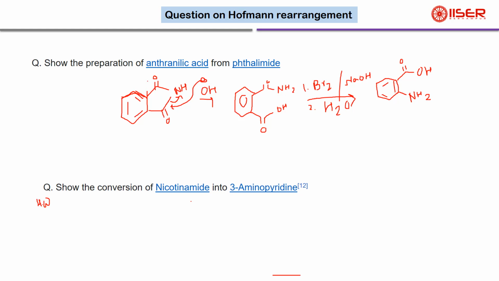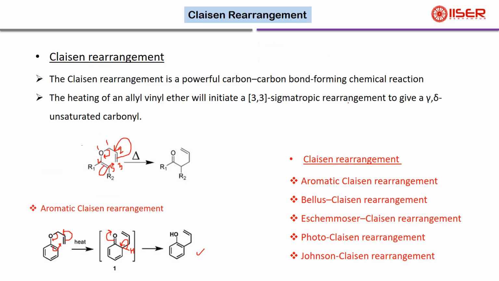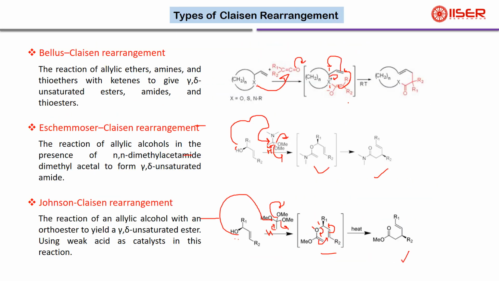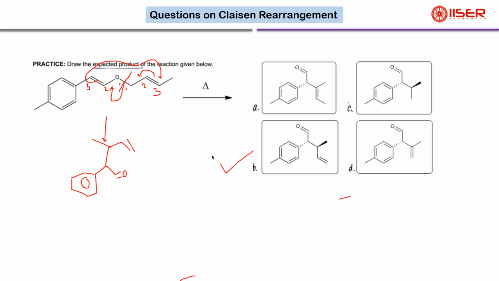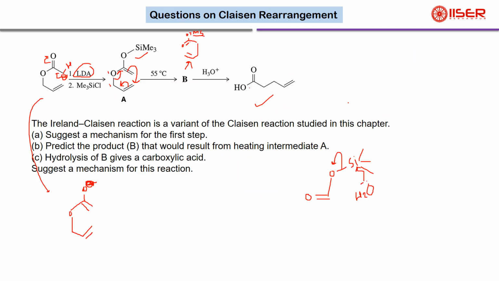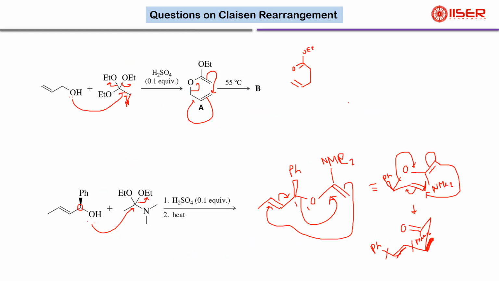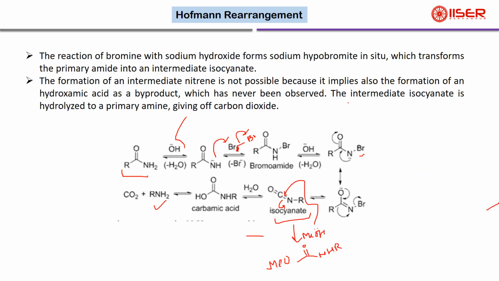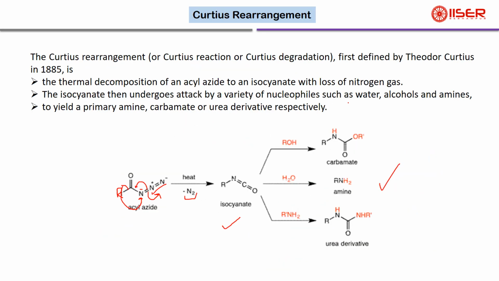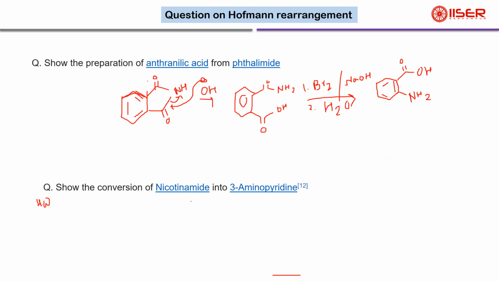So this much for today's class. I will just give an overview of what I have discussed. Today we started with Claisen rearrangement and different types of Claisen rearrangement. Then we solved some questions based on these different types of Claisen, and we solved all the mechanisms. I hope you get an idea how to determine the stereochemistry of the chiral center as well as the newly formed double bonds. It goes through a Zimmerman-Traxler transition state. Then we discussed Hofmann rearrangement followed by Curtius and solved some questions based on that.